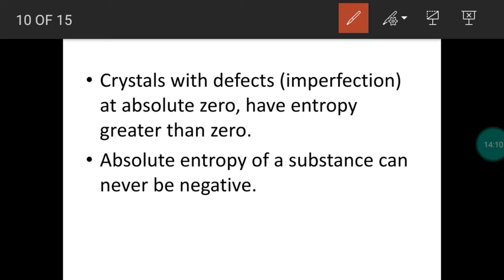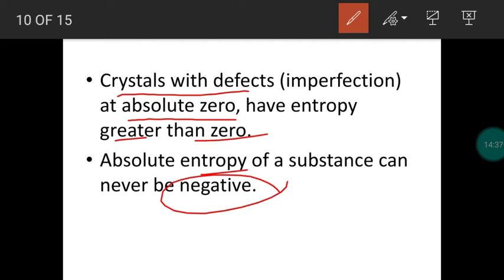So when we take an imperfect crystal, that means a crystal with defects, even when you maintain 0 Kelvin, the entropy value will not be 0. As we said, the entropy value will always be a positive value. Above 0 Kelvin, entropy will be a positive value. For imperfect crystals, if you maintain 0 Kelvin, the value will not be 0. It will be greater than 0. So the entropy value cannot be negative.